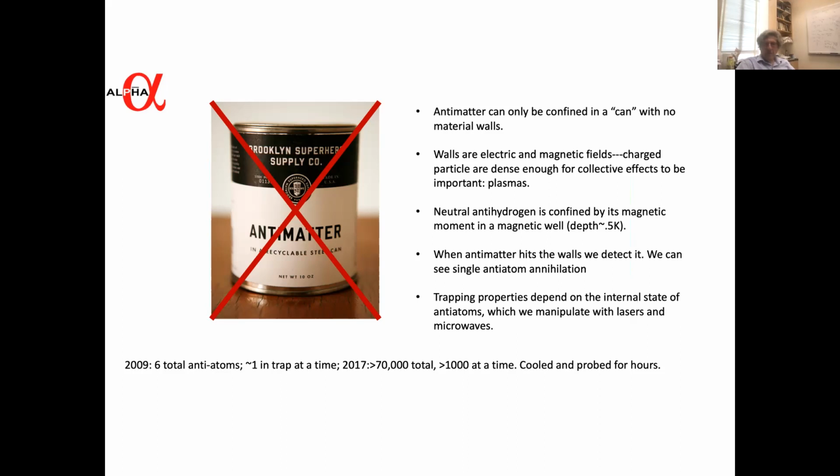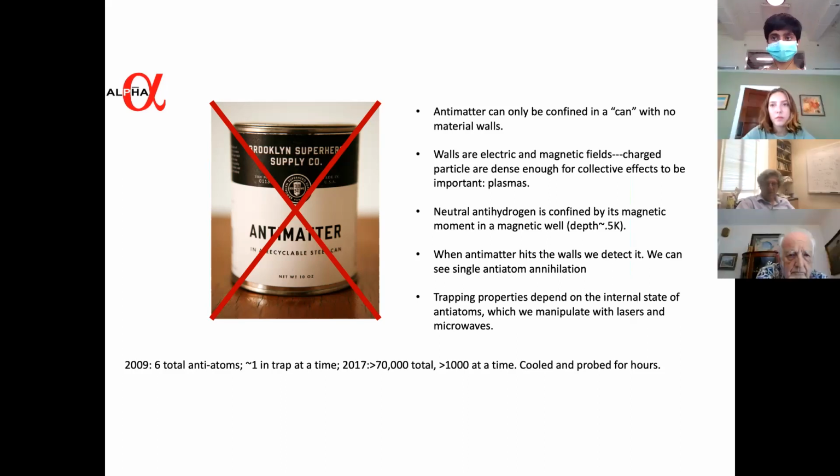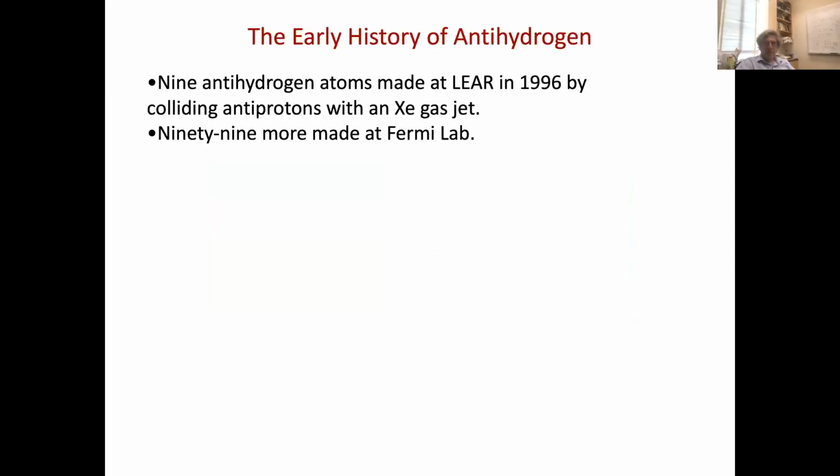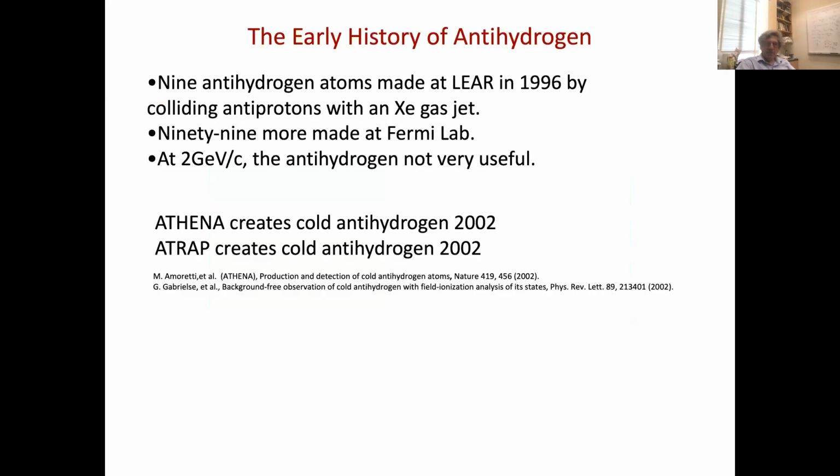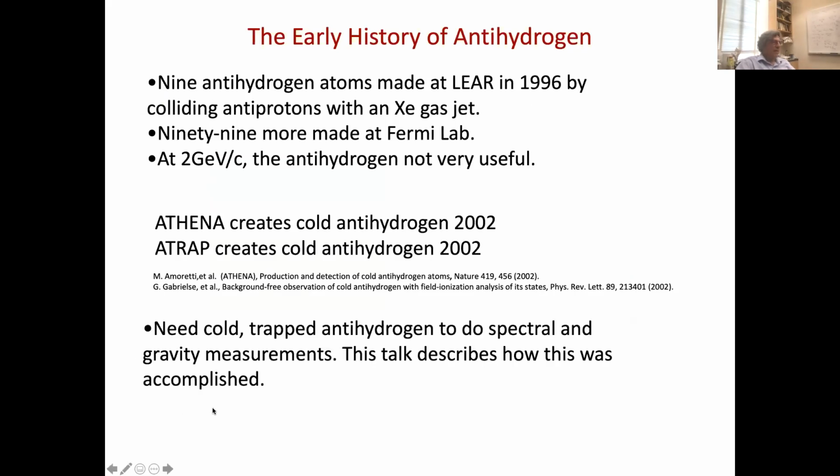Okay, so we can now make 70,000 in a year. So the history was that a couple of them were made at high energy in 96. Don't worry about the numbers. They were made relativistically, not very useful. Two experiments created cold, but still untrappable antihydrogen in 2002. But you need cold trapped antihydrogen to do it. And this is what we did.